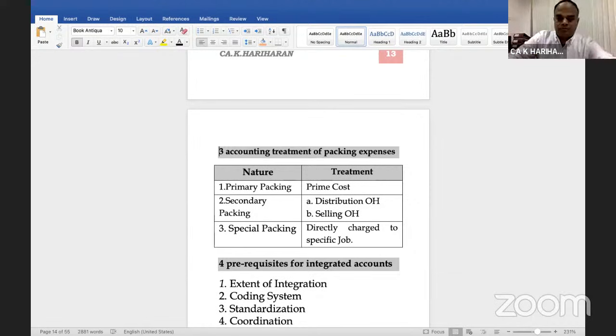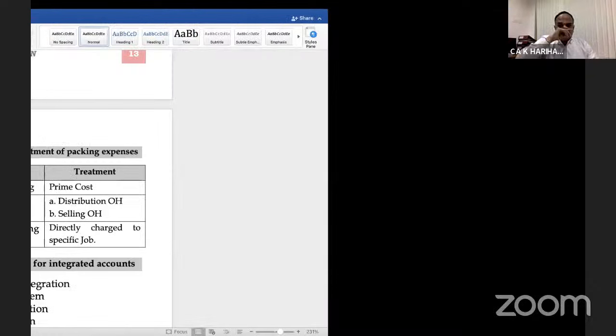Now, with respect to the difference among the primary packing, secondary packing, and special packing. Primary packing: you are going to purchase toothpaste. Is it possible for you to ask him to give toothpaste in this many grams in my hand? Is it possible? Cool drinks: ask them to pour the cool drink. Is it possible to drink like that? Without having a container, they may not be able to sell.